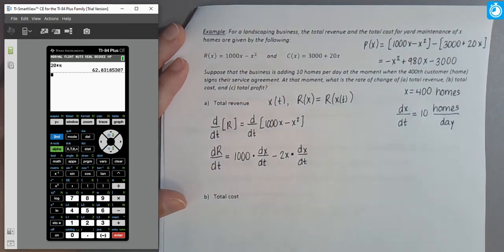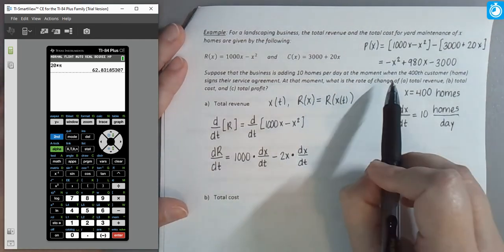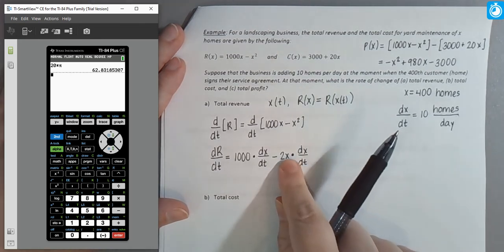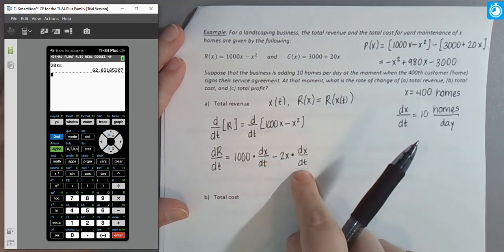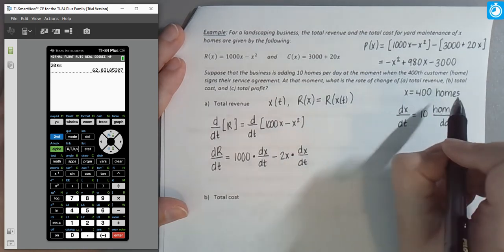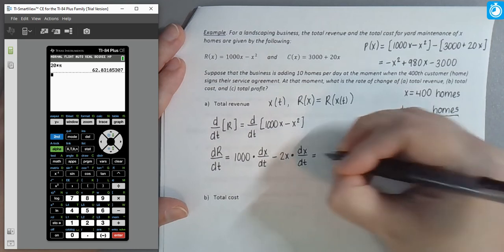And now, just like with the last example, we need to make sure we have all the values we need. dR/dt is the unknown, it's what we're looking for. We want to know what is the rate of change of total revenue under these conditions. Well, we need x, and we also need to know dx/dt, in other words, how x is changing with respect to time. So we have x, and we have dx/dt. So we can sub in those values.